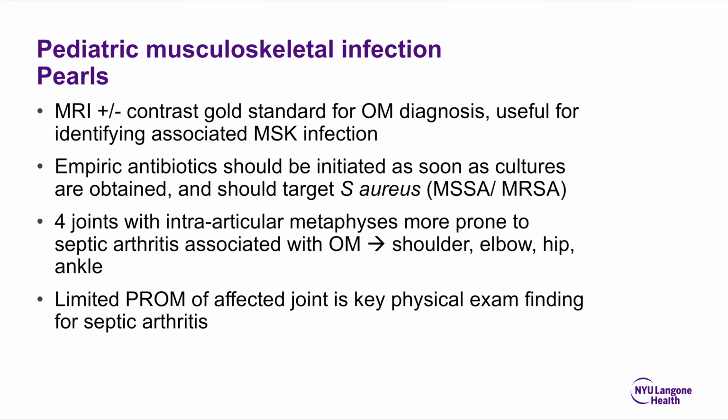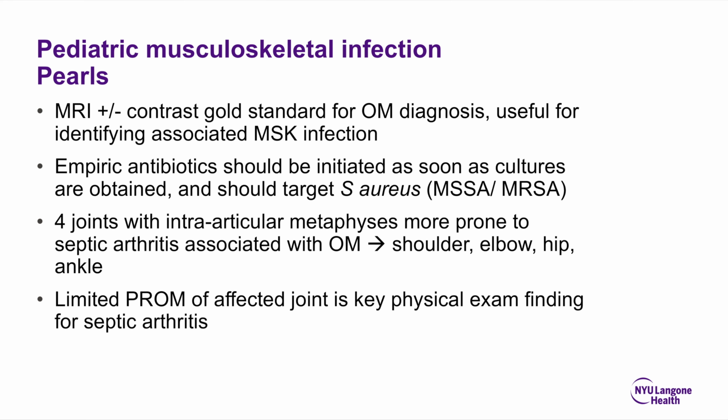MRI with or without contrast remains the gold standard for diagnosis of osteomyelitis, and it's especially useful for identifying associated MSK infection, again, like a subperiosteal abscess that may also require surgical treatment. Empiric antibiotics should be initiated as soon as cultures are obtained and should target Staph aureus, both MSSA and MRSA. The 4 joints with intra-articular metaphyses are more prone to septic arthritis associated with osteo, and these are the shoulder, elbow, hip, and ankle, and not the knee.